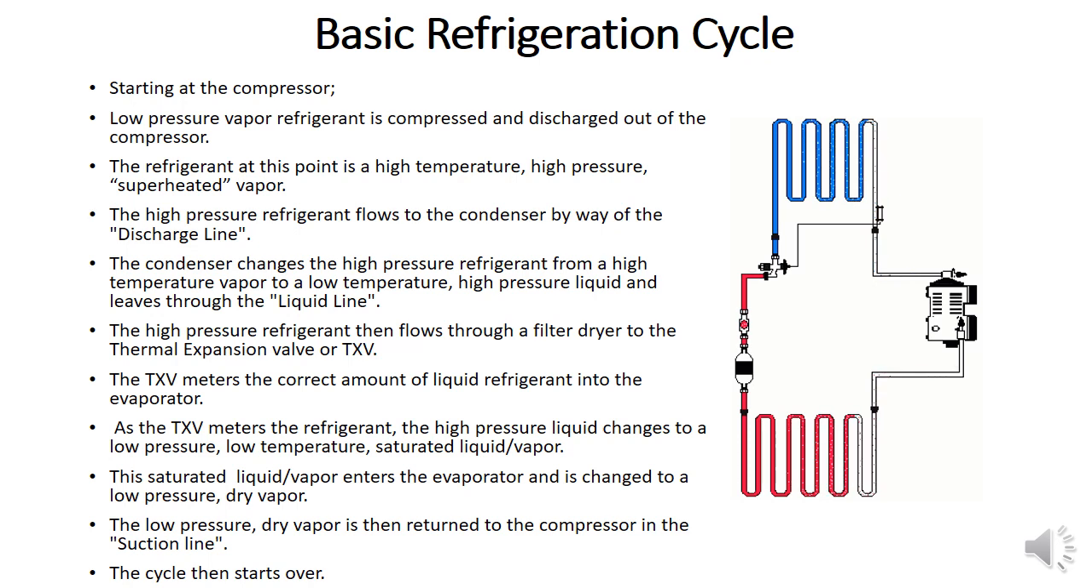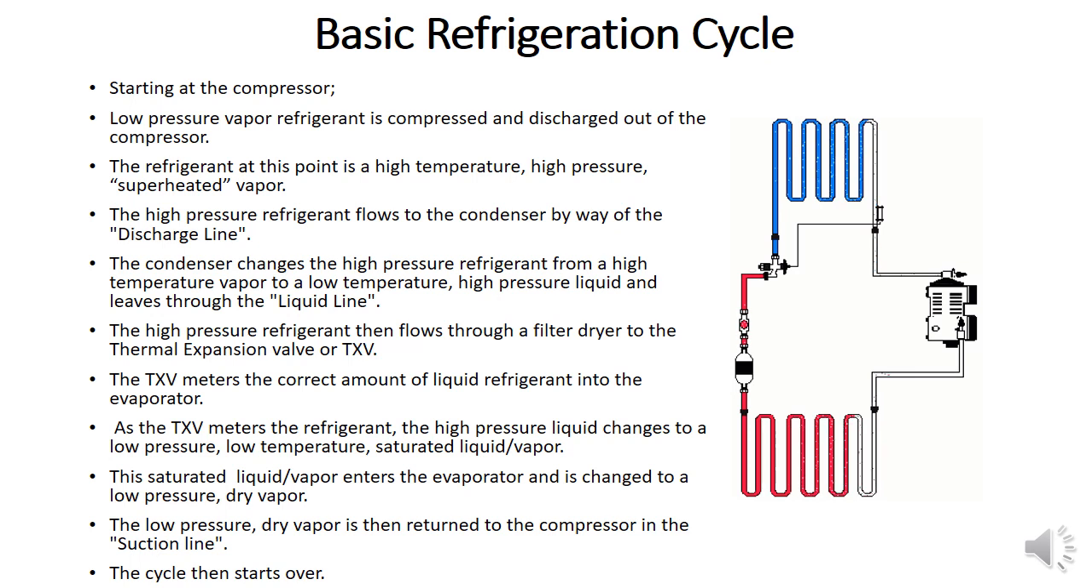So this low pressure vapor refrigerant is compressed and discharged out of the compressor. If you look carefully, the diagram already shows green color particles moving from the compressor towards the blue side. After discharging from the compressor, the refrigerant at this point is at high temperature and high pressure, and most of the time it is a superheated vapor.